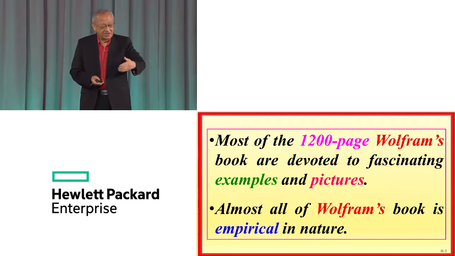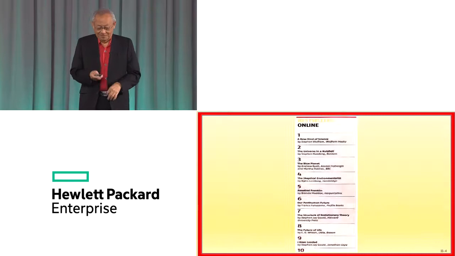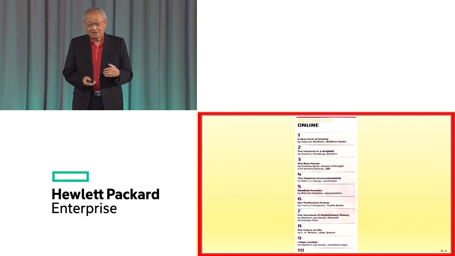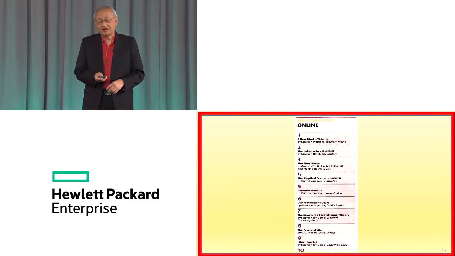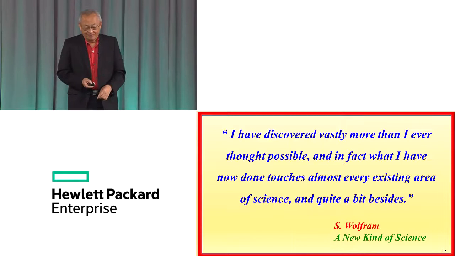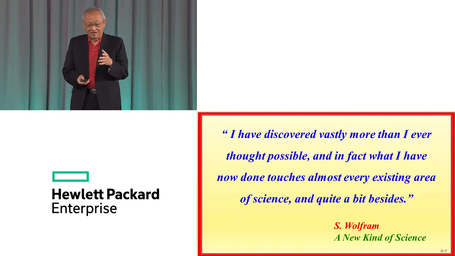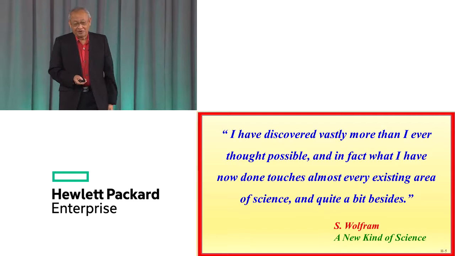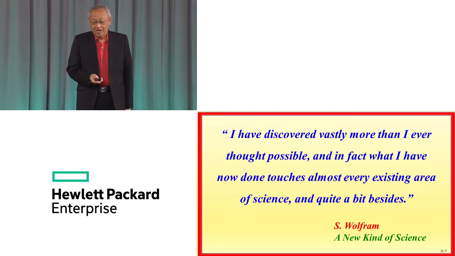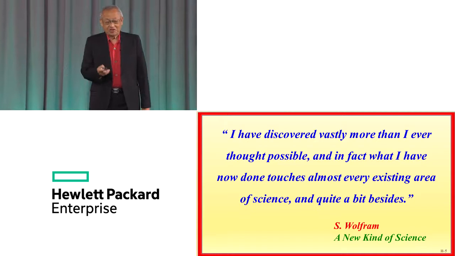Because almost all of these books are empirical. But when it first came out, and in fact remained for many months, it showed up in the first bestseller list, which is very unusual for a technical book to be number one for many weeks. Okay? And in the preface, Wolfram wrote: I have discovered vastly more than I ever thought possible. In fact, what I have now done touches almost every existing area of science and quite a bit besides. So it's a very strong statement, of course.